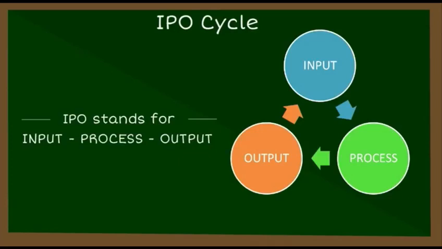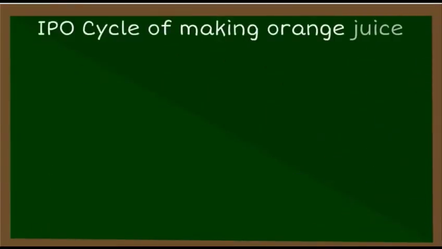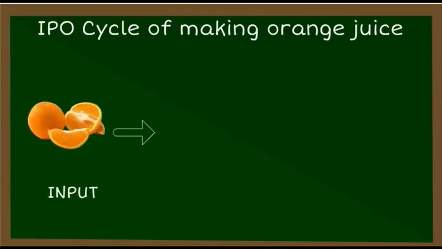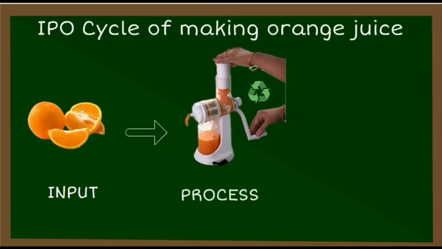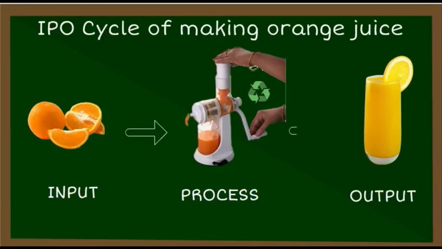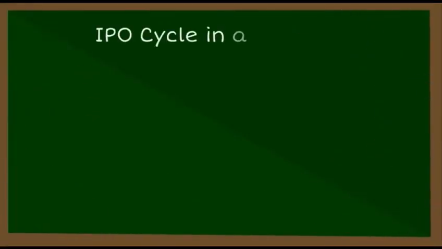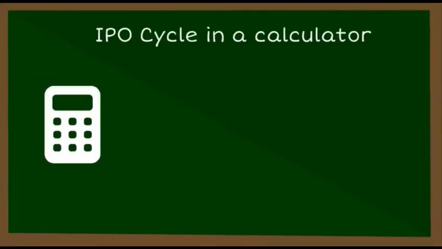So now let us understand IPO cycle with the help of some examples. Let's take an example of making an orange juice. Here oranges are input, juicer is process and orange juice is output. Putting oranges in the juicer is input and the juicer makes juice from oranges is processing and we get orange juice, that is output.